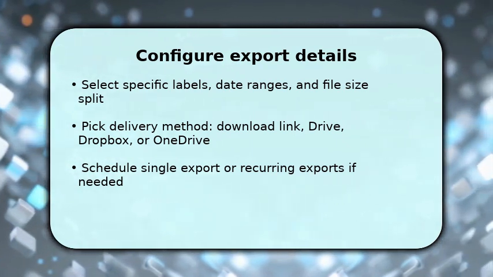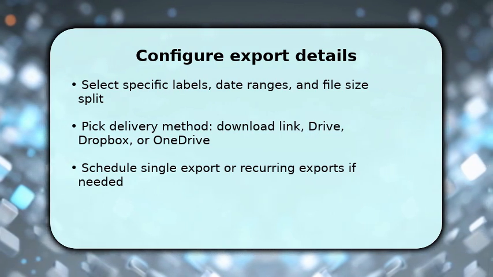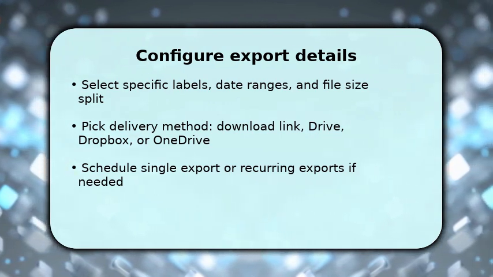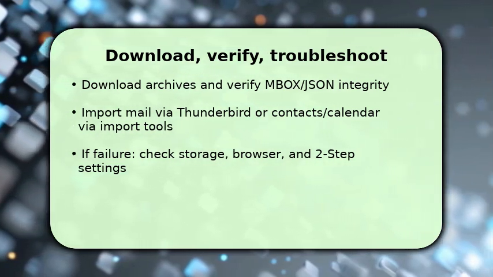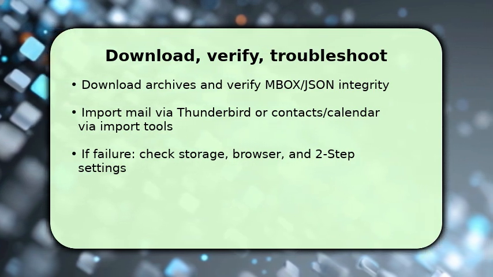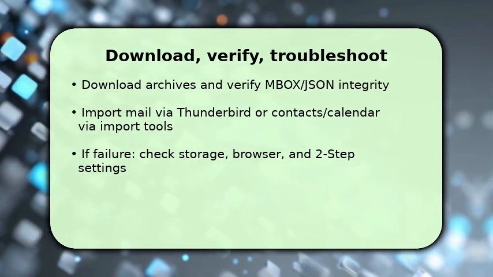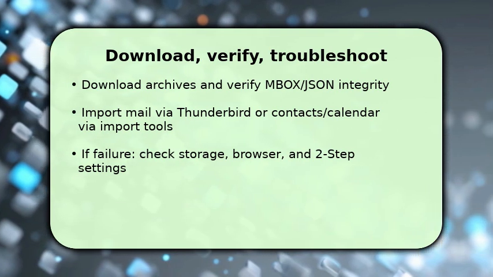Finish by downloading the generated archives and verifying integrity. Open an Mbox with Thunderbird or import JSON/ICS into a Contacts/Calendar app to confirm data. Once verified, store a second copy in a different location for redundancy.